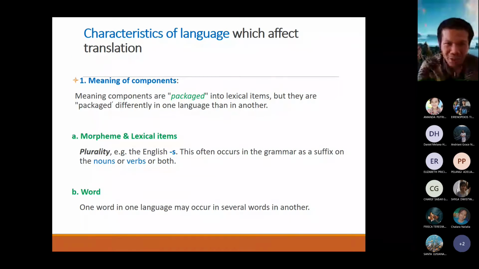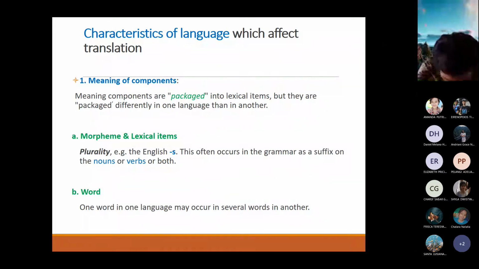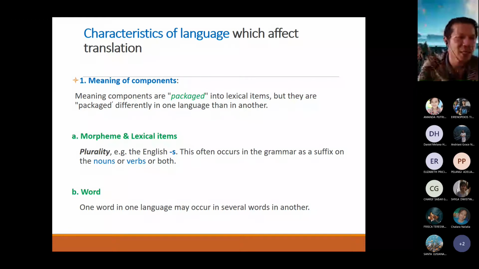In translation, as I told you just now, we have to learn about language, because in language you have to know about the meanings of components. Meaning of components means that in linguistics, we learn about morphemes and lexical items, the glossaries in the dictionaries.